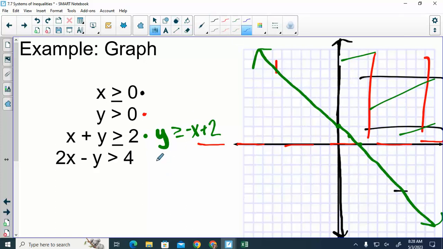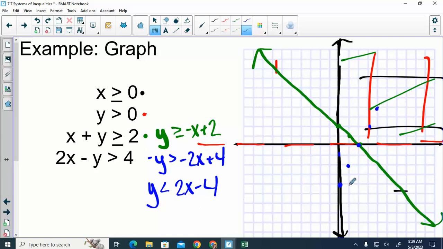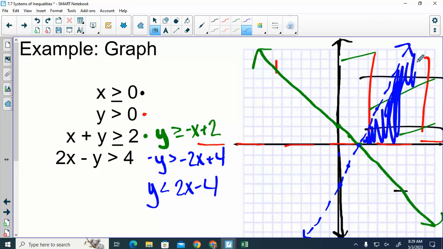Then the last one, you will get negative y is greater than negative 2x plus 4. Divide by a negative, which flips the inequality. Y-intercept, negative 4, slope of 2. Solid or dash? It's less than. So where does less than go? Below. So what you end up with is that portion of your first quadrant.